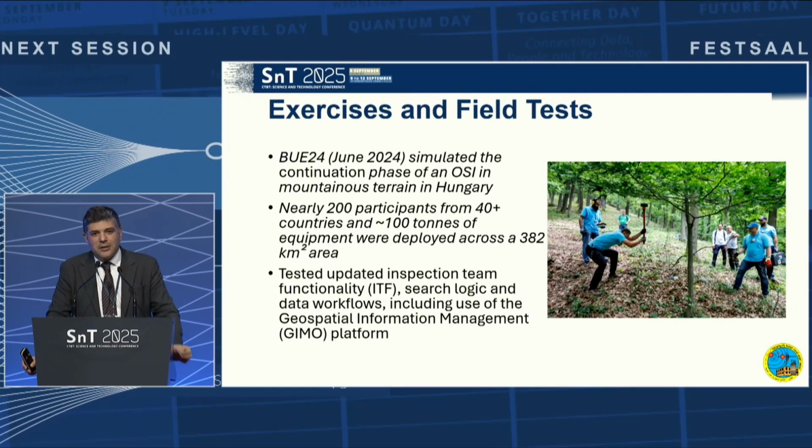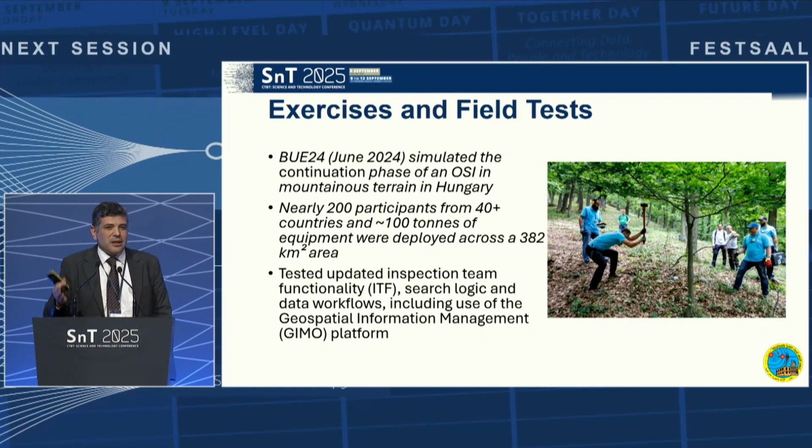And in this inspection, again, around 100 tons of equipment were being used. The inspection area was around 380 kilometers, and more than 200 participants participated either in the inspection team, in an inspected state party, or in exercise management. And in this specific exercise, the number of the inspection team was less than 40, around 36.